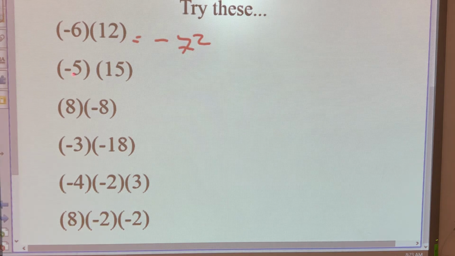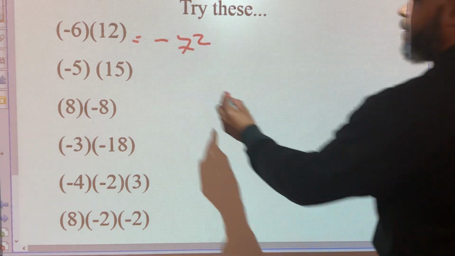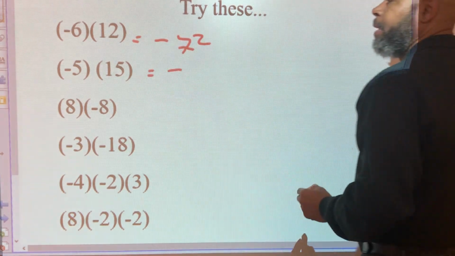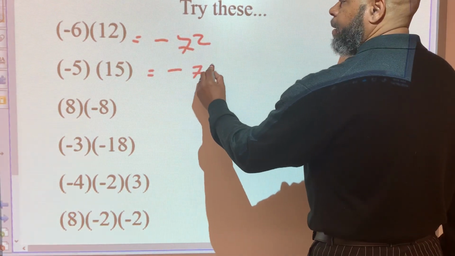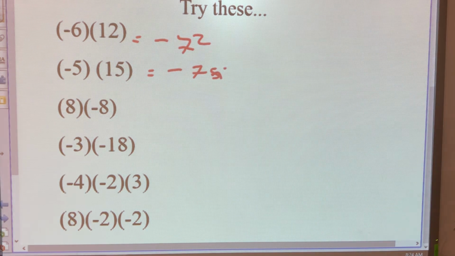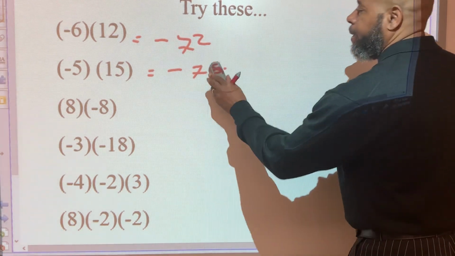You have negative 5 times positive 15. Signs are different, so I'm going to get a negative answer. So I get a negative 75. And you guys have to excuse the writing on the board. For some reason, the board's not acting right today. But it is negative 75. Let me see if I can write that again.